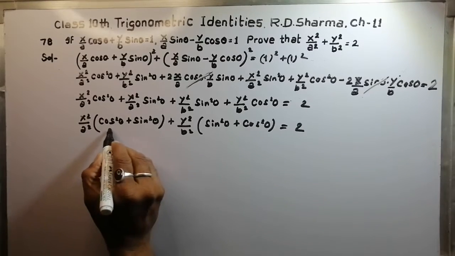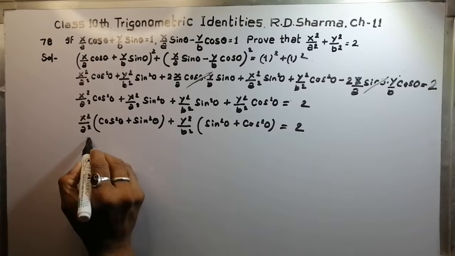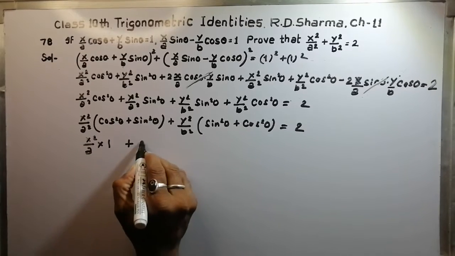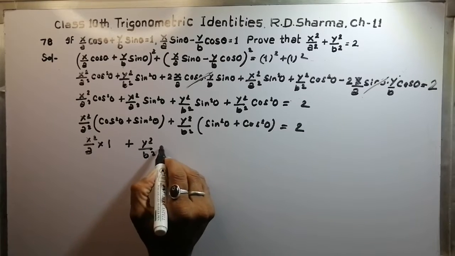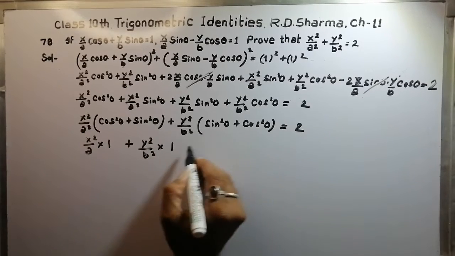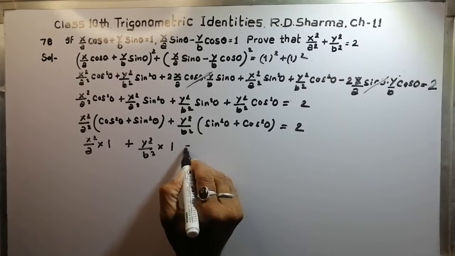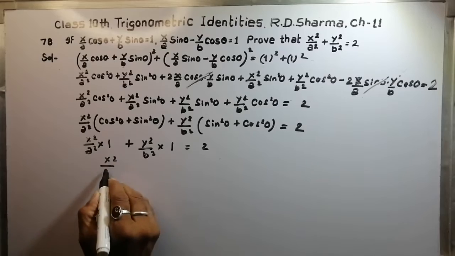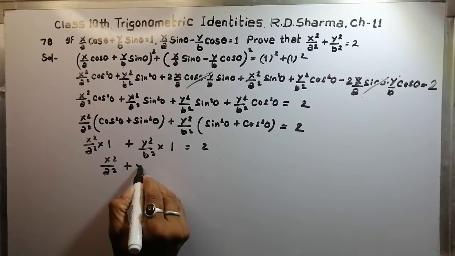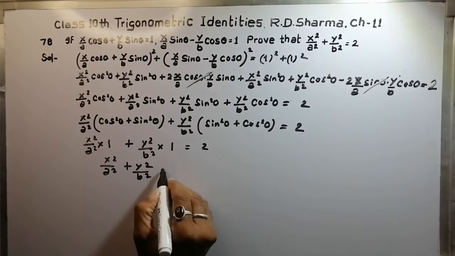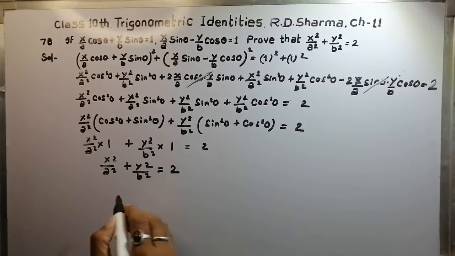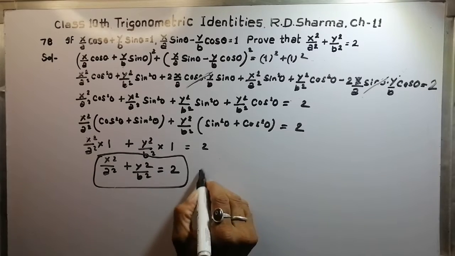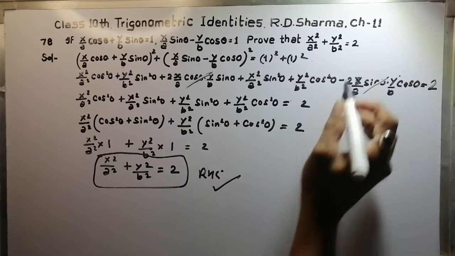Now we know that cos square theta plus sin square theta will equal to 1. We can write here x square by a square into 1 plus y square by b square into 1, which will equal to 2. Now we can write x square by a square plus y square by b square will equal to 2, and this will be our value of right hand side.